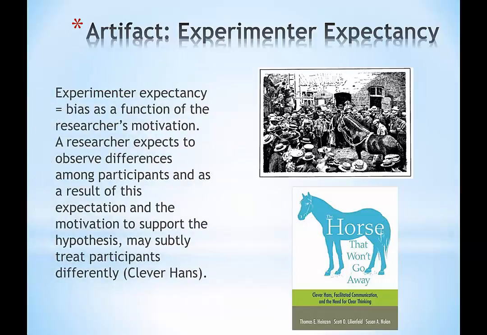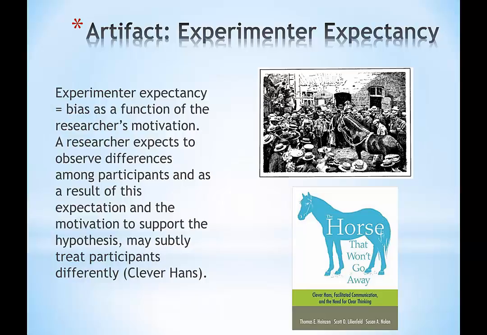Another very related artifact is called experimenter expectancy, and that's kind of related to demand characteristics. It's a bias as a function of the researcher's motivation. If I'm doing a study, and we've talked about this in other screencasts, I have a bias to reject the null hypothesis, and I want my study to work. It's hard for me to publish and advance my career with a bunch of results that say, I found nothing.